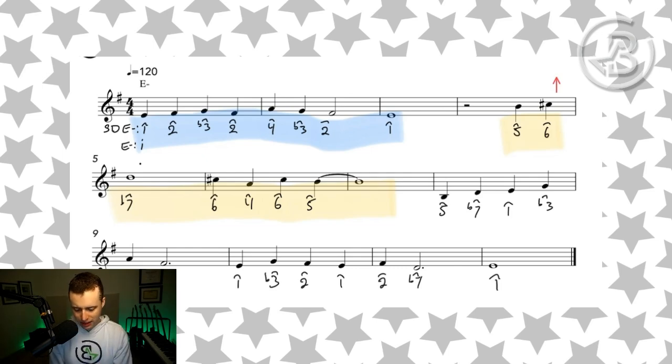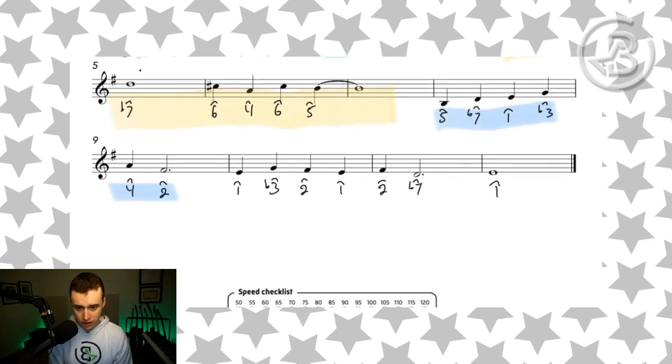Now we're going to see a mix come together. 5, 7, 1, 3, 4, 2. 4, 2, there it is. And then we have 1, 3, 2, 1, 2, 7, 1.